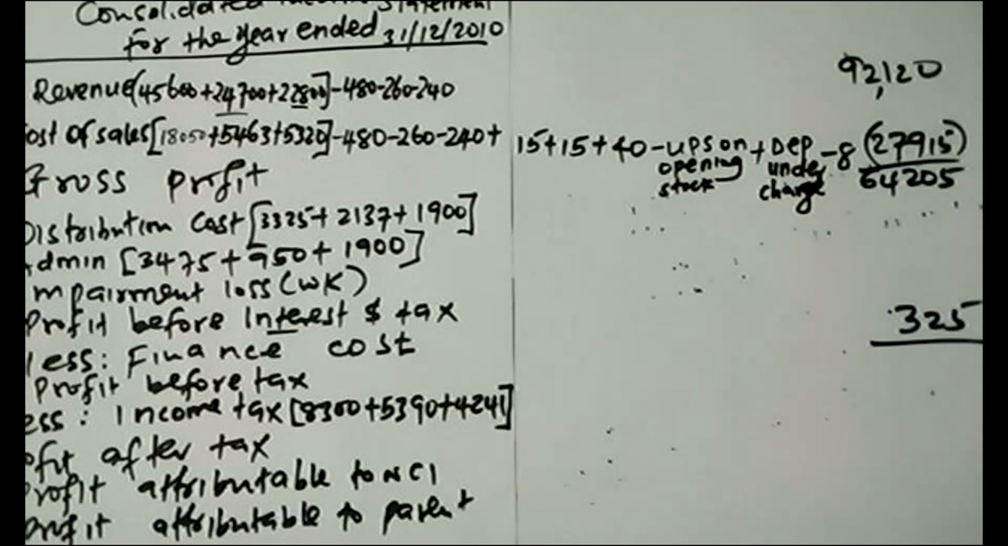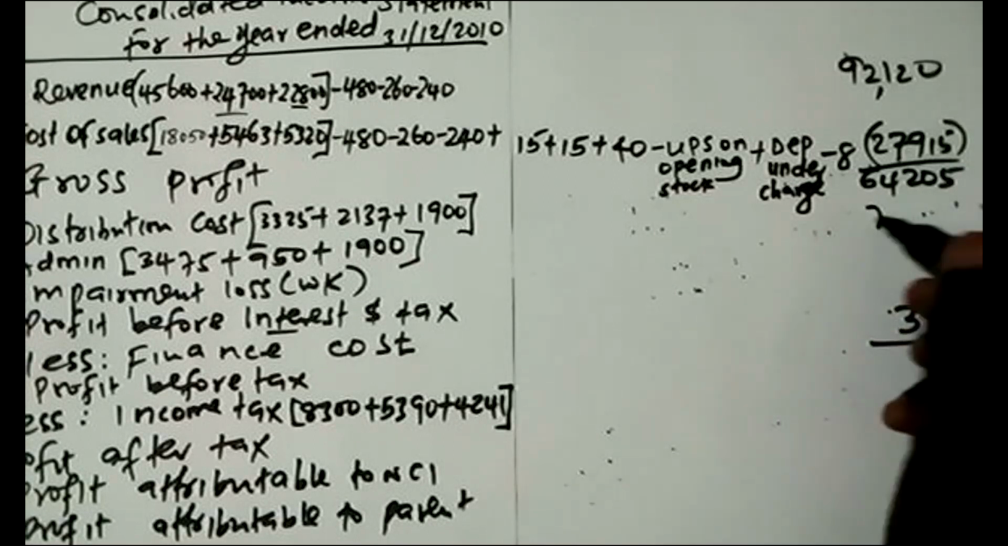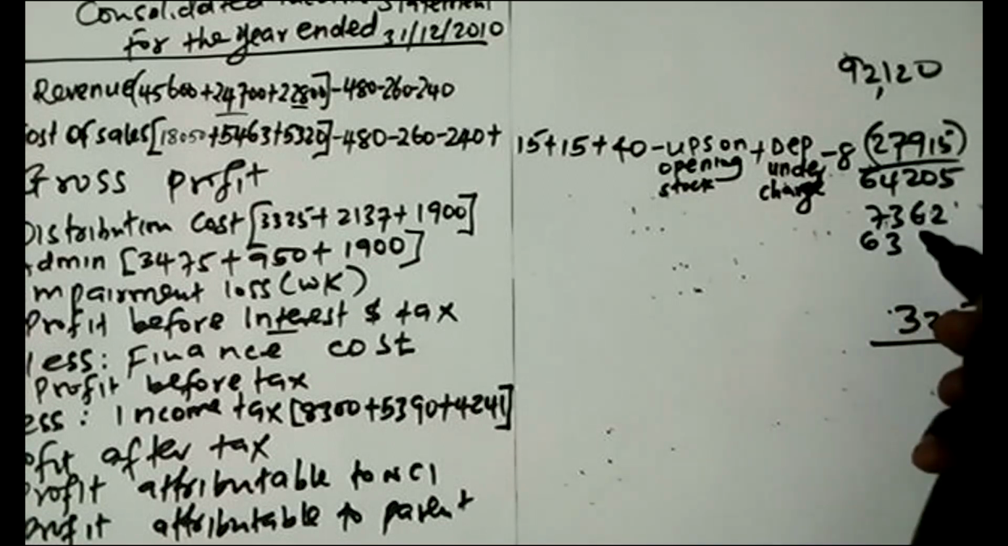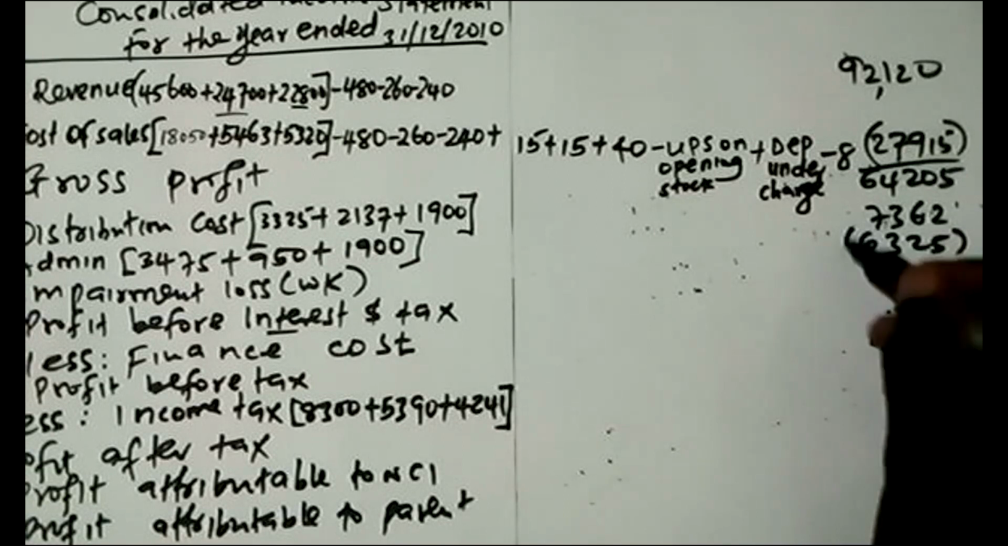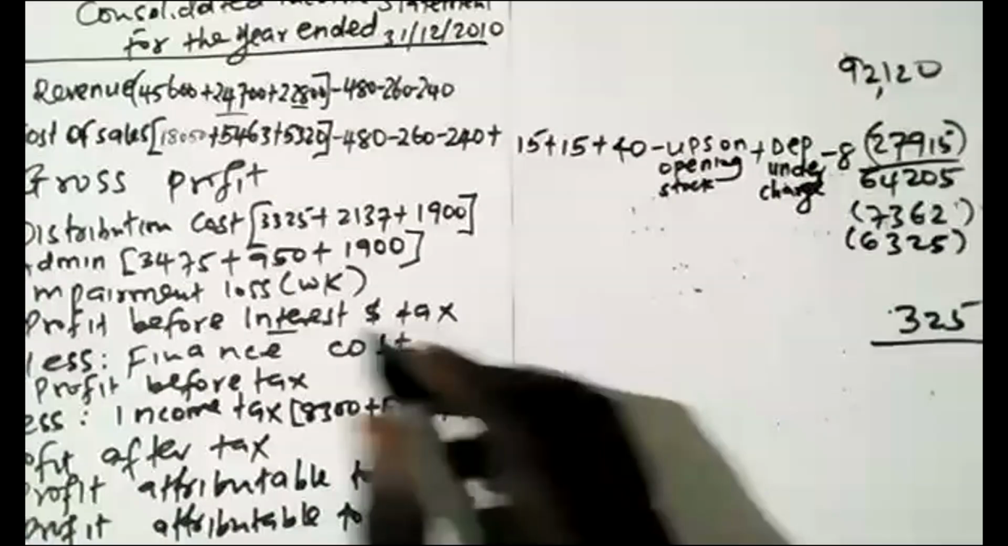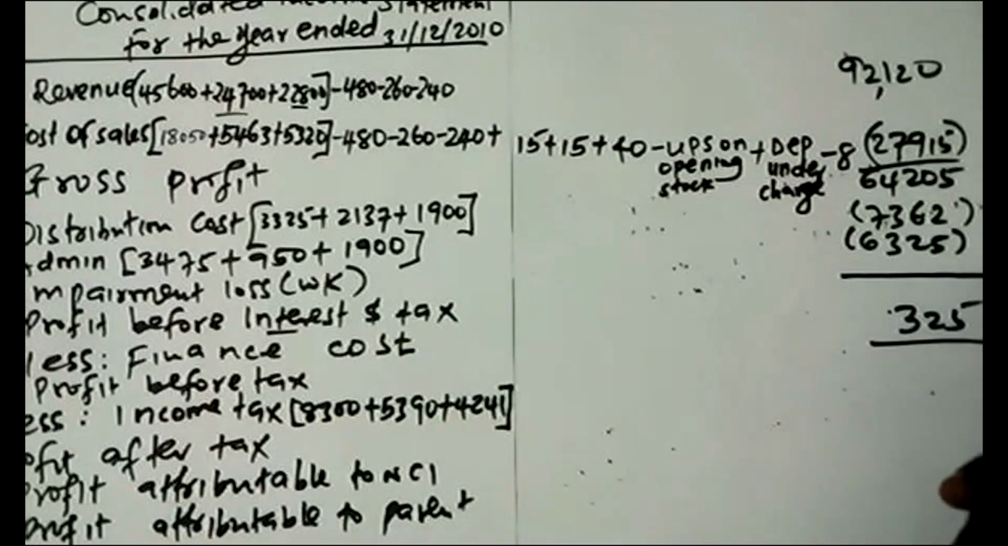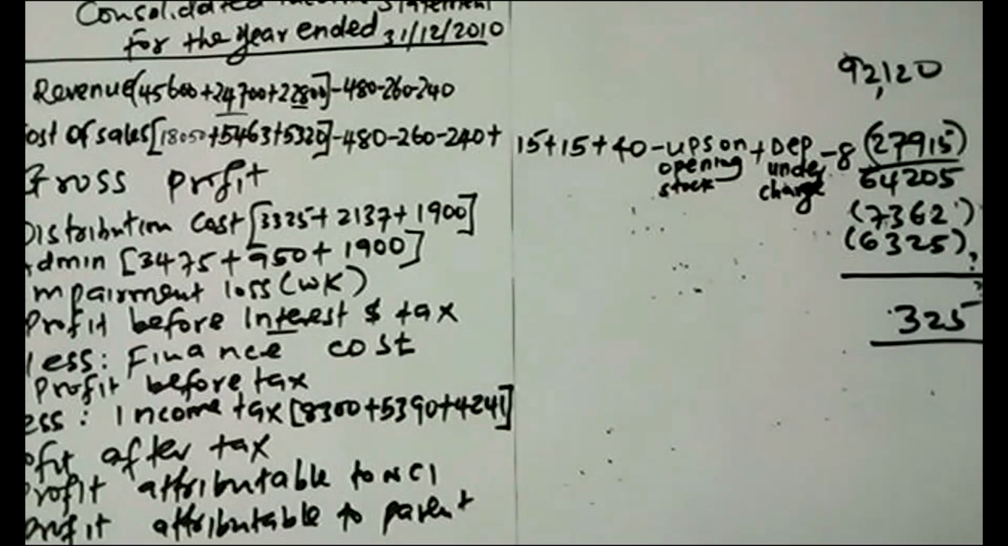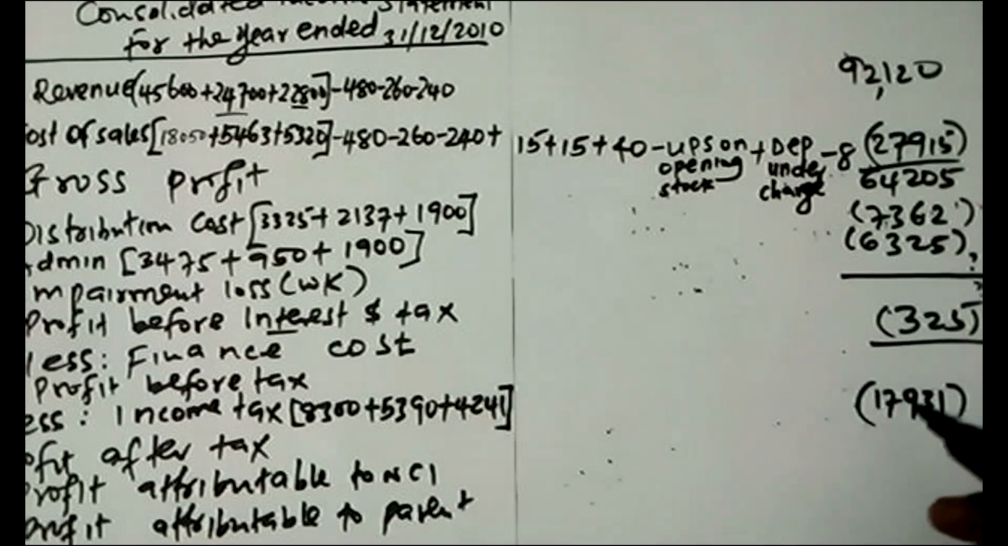Then for distribution, this is supposed to be 73,62. Then this is supposed to be 63,25. Remember that we don't have impairment, but we need to compute it later. So I cannot get profit before interest and tax. This finance cost was supposed to be subtracted. Then the income tax is 17,931, so that we get the profit after tax there.